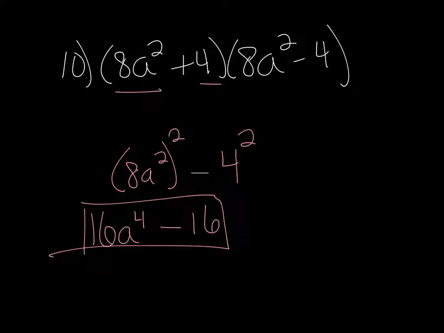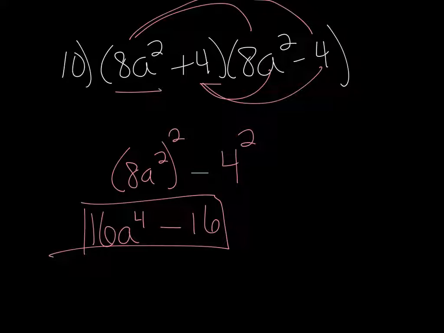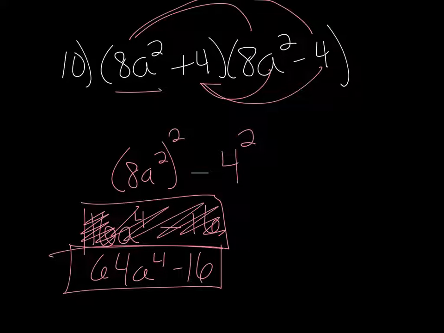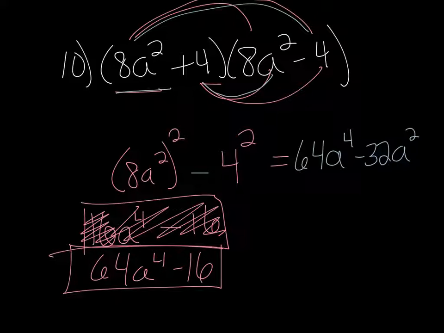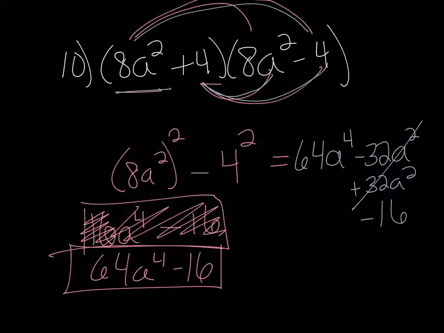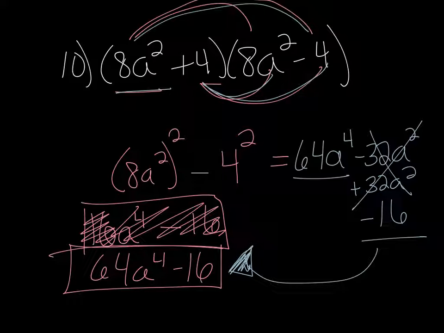If you didn't recognize that this was difference of two squares, you can certainly just go ahead and FOIL first, outside, inside, last. And so you'll get this. 8 squared is not 16. It's 64, a to the fourth, minus 16. My fault. Anyway, when you're FOILing, 8a squared times 8a squared gives you 64a to the fourth. And then 8a squared times negative 4 is negative 32a squared. Inside we have positive 32a squared, so you can see that those are going to cancel. And last you get the minus 16. So those two middle terms cancel out, and you're just left with 64a to the fourth minus 16, which is the same thing that we got using our shortcut. So either of those methods will work.